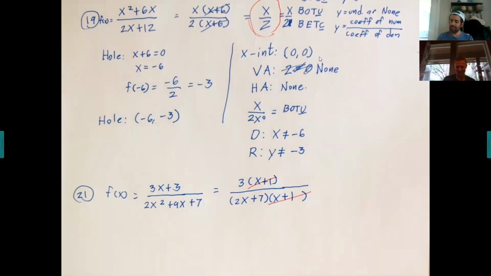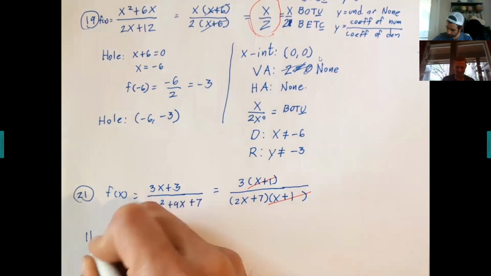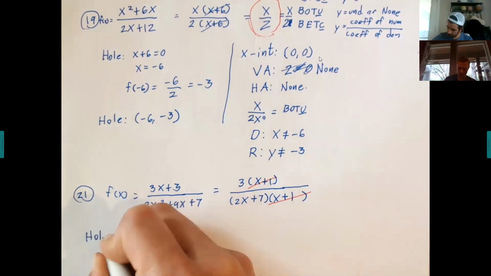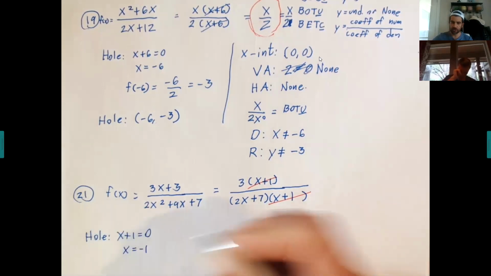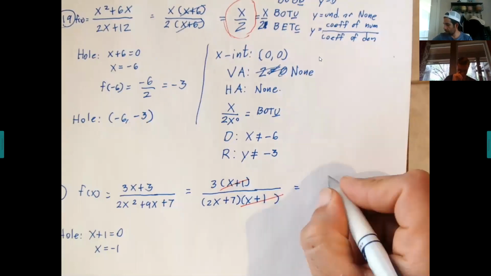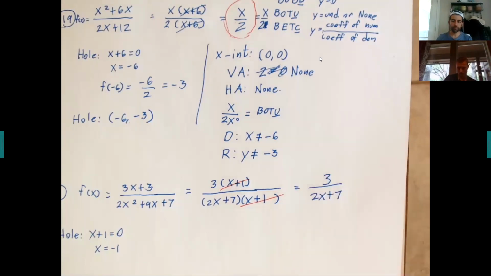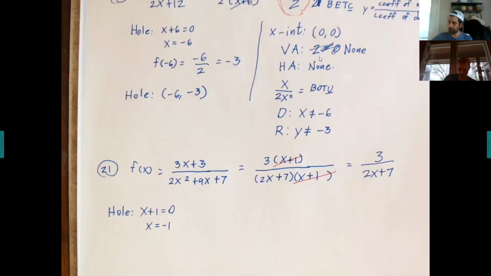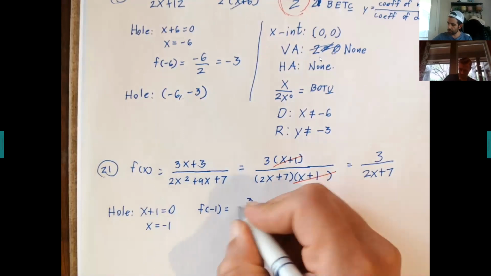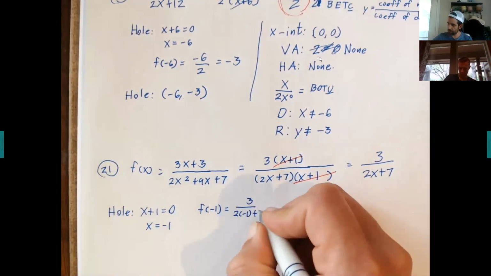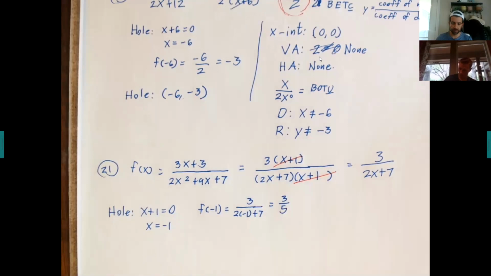But anyway, here's my hole. x plus 1, right? Whatever I cancel, I set that equal to 0. So I get x is equal to -1. Now notice that my new function is going to be 3 over 2x plus 7. So that's my new function right there. So now f of -1 would be 3 over 2 times -1 plus 7. So it's going to be 3/5. So the hole is going to be at -1, 3/5.